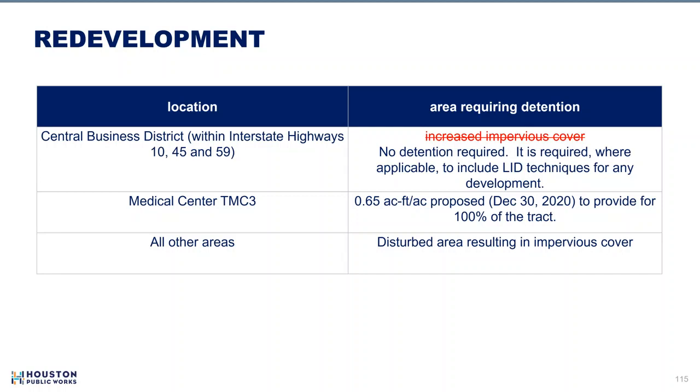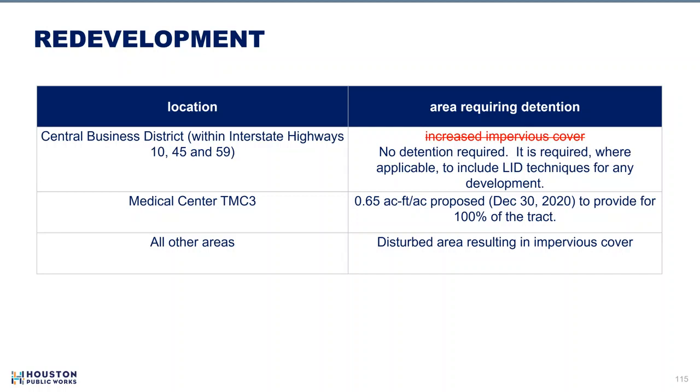The Medical Center, TMC. Last year, before we published this 0.75, the Medical Center, TMC, actually came in and discussed at several meetings with the city. So then they came up with 0.65, which is higher than the 0.5 that we required at that time. And they would provide for 100% of the entire tract size. So it doesn't matter whether after the construction they are still impervious cover or they are changed to a grassy area, the park, the pond. They will provide overall detention with 0.65. So it's 100% of the tract size they will provide detention. That's one of the exceptions. For the other areas, disturbed areas that result in impervious cover, you will have to provide detention at this time.